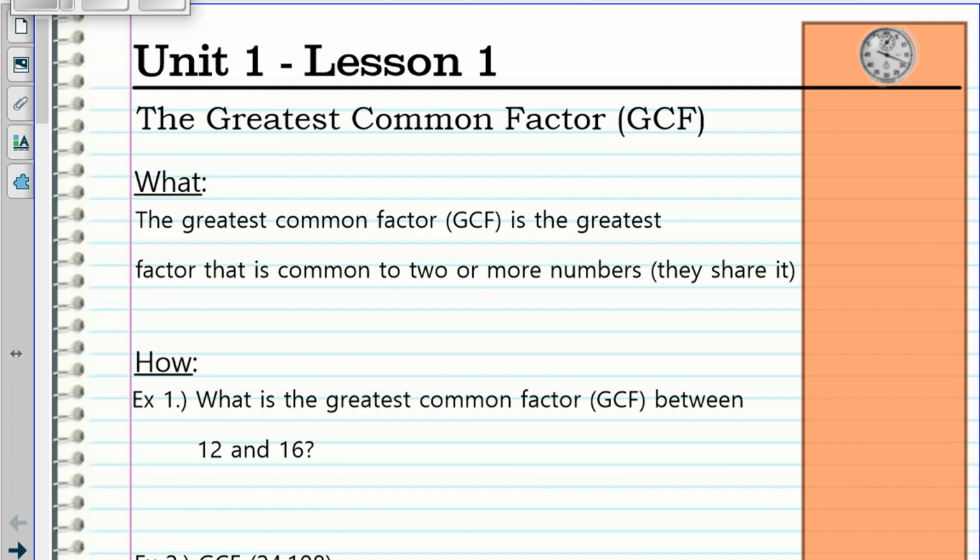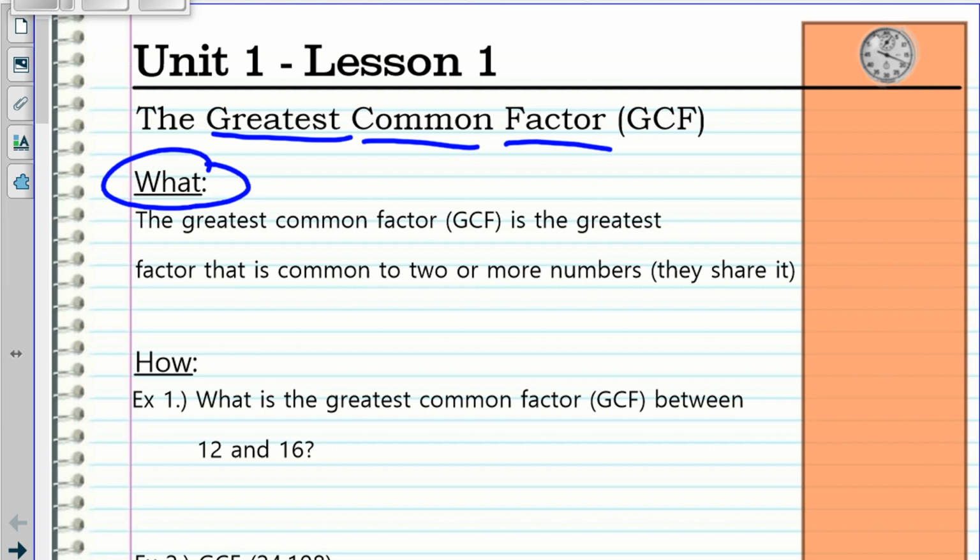Okay, so in this first video, we are going to talk about just the greatest common factor. So let's talk about the definition first. What is the greatest common factor? The greatest common factor is the greatest factor that is common, using the exact same words, to 2 or more numbers.